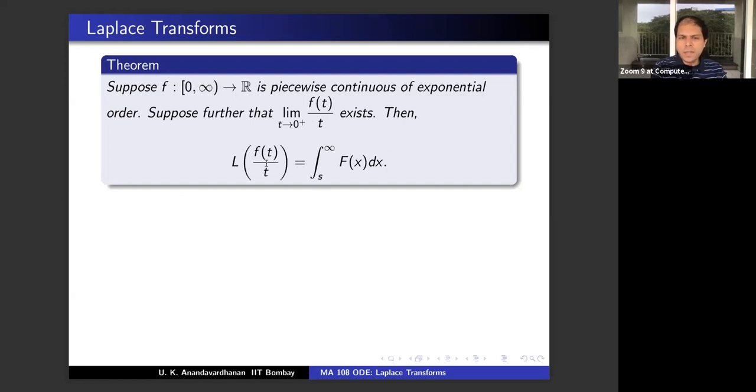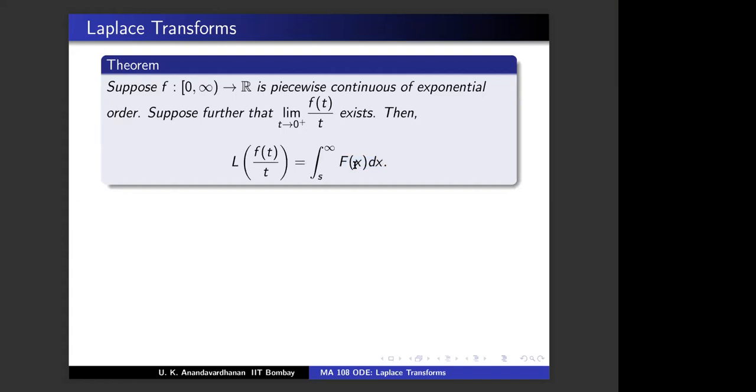So there is no minus sign. That is because I have put my limits properly, s to infinity. And this answer is, so you're already saying this limit exists, and then you can calculate L of f of t by t that exists. That is nothing but the integral from s to infinity of the Laplace transform.